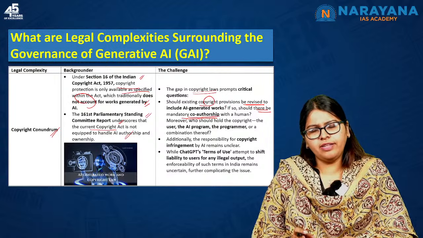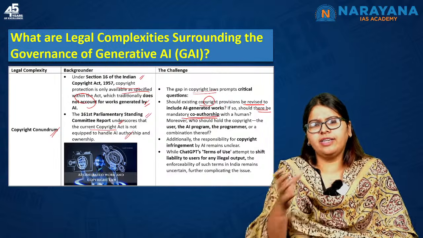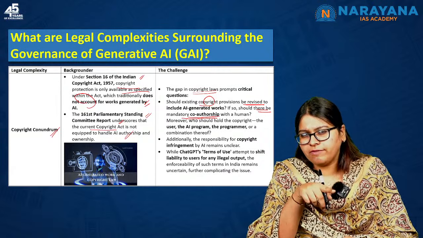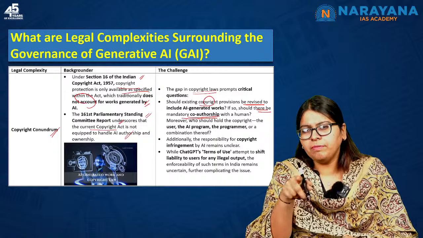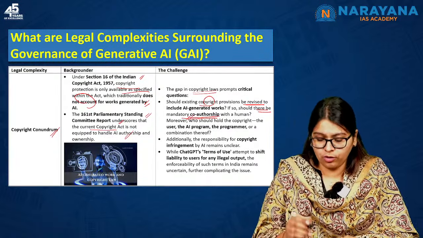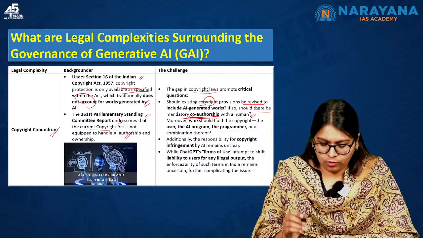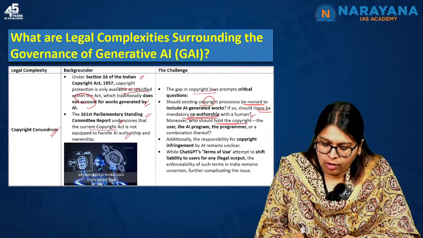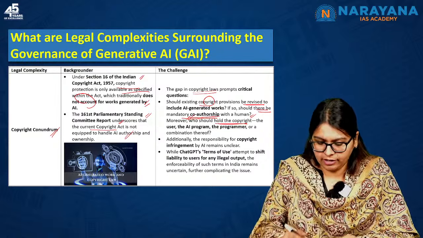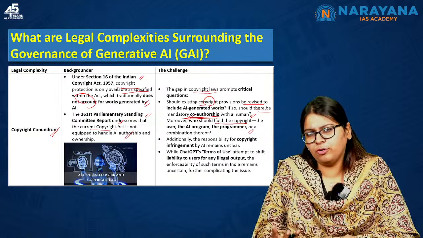Okay, so if I'm giving a totally AI generated work, will that be copyrighted? Or in case that is not given, should it be given by a human author as well? That is, should there be a mandatory co-authorship with a human? Moreover, who should hold the copyright, whether ChatGPT will hold the copyright or whether I will hold the copyright? That is also a question, or a combination of both of us will have it.